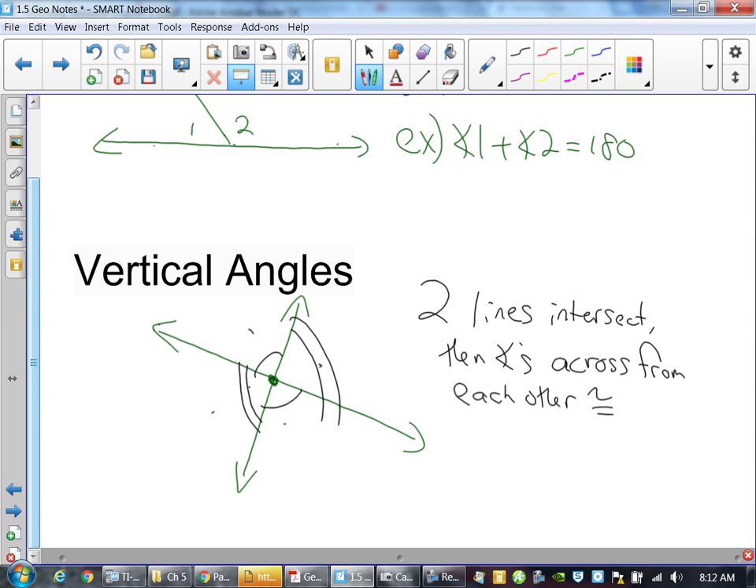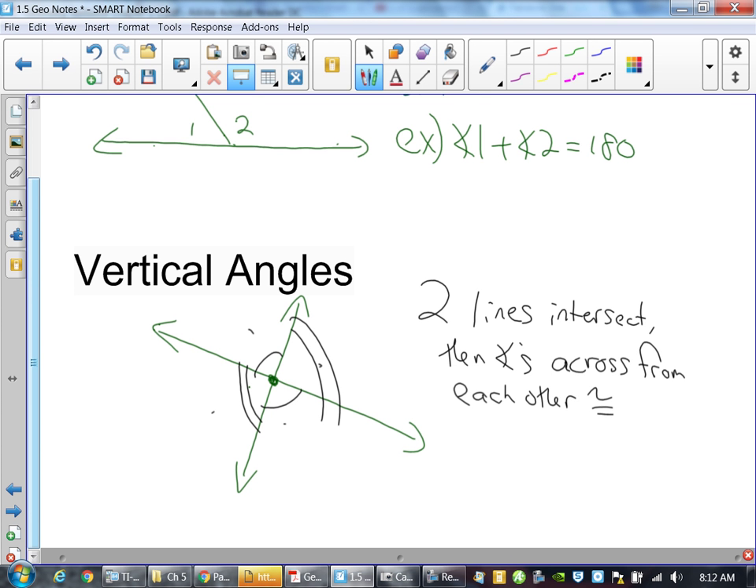If all those angles add up, they would all add up to equal 360. Very good, that's a good point, because whenever you have 2 lines that intersect, let's say this is angle 1, angle 2, angle 3, and angle 4, you always have a circle, and the circle is always 360.